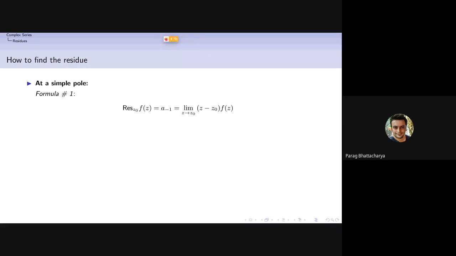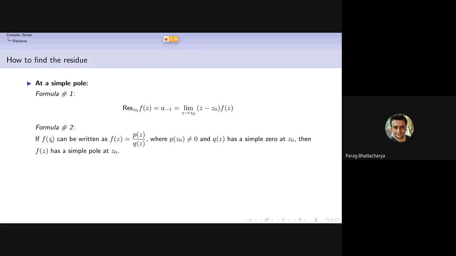There are two different formulas. One is the residue at a simple pole. At a simple pole, this is the formula: you just multiply f of z with (z minus z naught), and then take the limit as z tends to z naught. So that is the first formula.